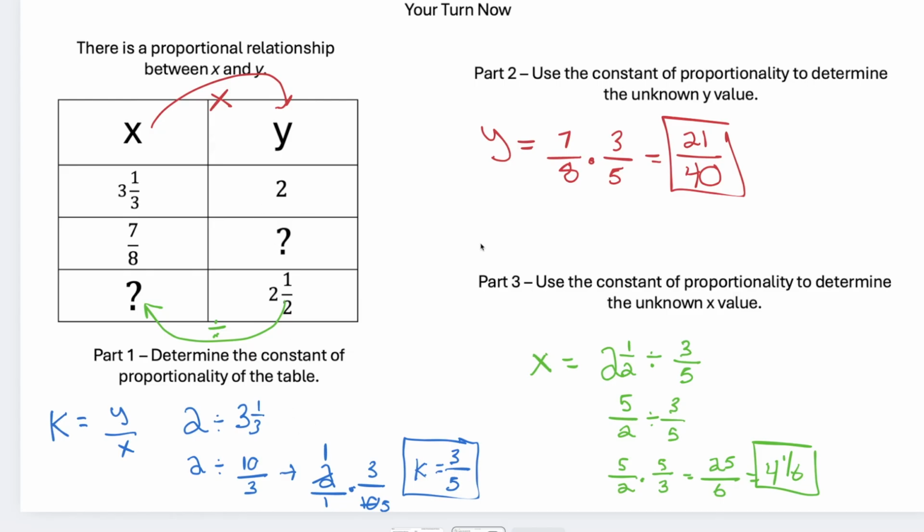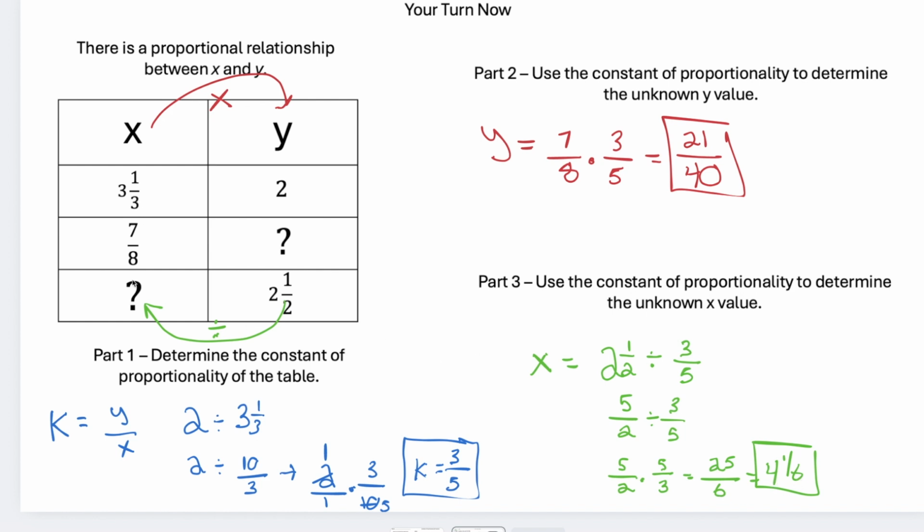Notice I color coordinated this. Remember, to go from x to y, we multiply. So I took this x value, 7/8, and multiplied by the k value. 7/8 times 3/5 is 21/40, so that's the y value. Finally, to get the x value, I took the y value and divided it by the k value. When I did 2.5 divided by 3/5, after converting 2.5 to an improper fraction and doing keep, change, reciprocal, I got 25/6, which is 4 1/6.